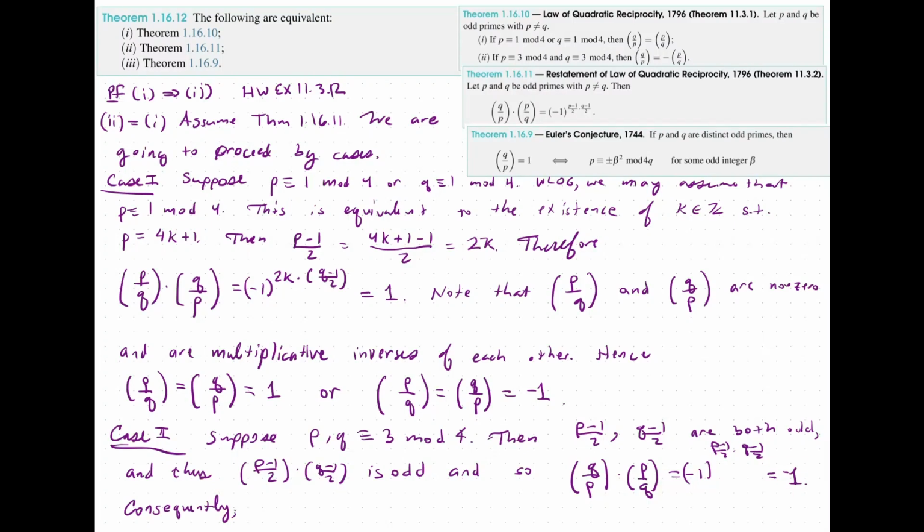now since this product is equal to negative 1, of course, we have multiplicative inverses. So the only way that's possible is if one is 1 and the other is negative 1. In other words, one has to be the negative of the other. And so we get that (q on p) is equal to the negative of (p on q). And so that finishes it off for the equivalence of 1 and 2 if we assume the homework exercise 11.3.12. So now let's show that 2 and 3 are both equivalent.